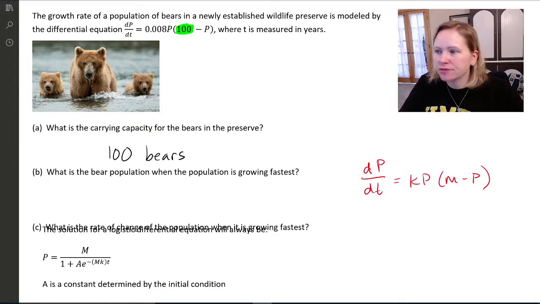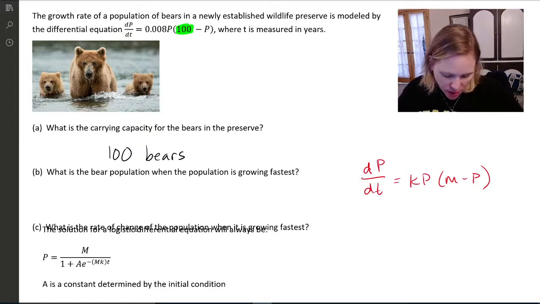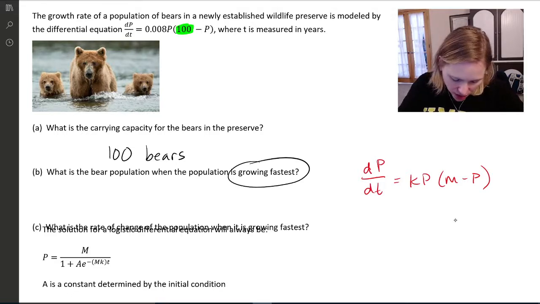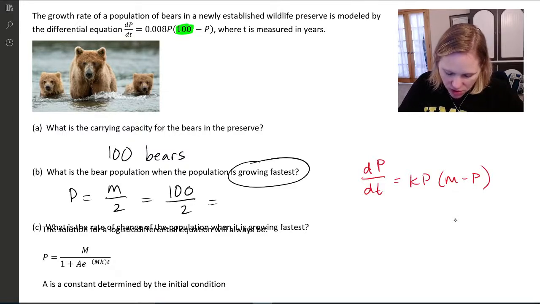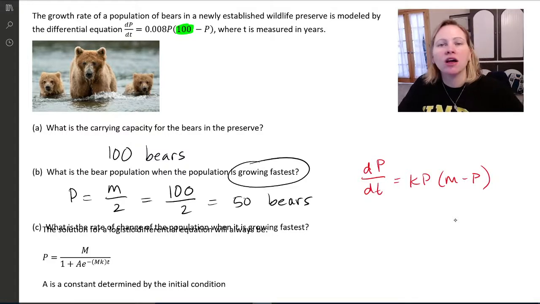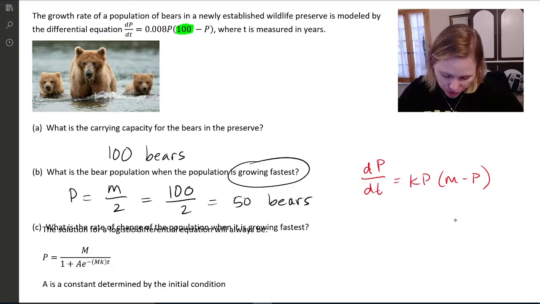100 bears. So now I want to know, what is the bear population when the population is growing fastest? When I am growing the fastest, we talked about how P is half of the carrying capacity. So that's going to be 100 divided by 2. That's going to be 50 bears. So when I have about 50 bears in that preserve, they are multiplying the fastest. They're growing the fastest. They're going to start slowing down though.